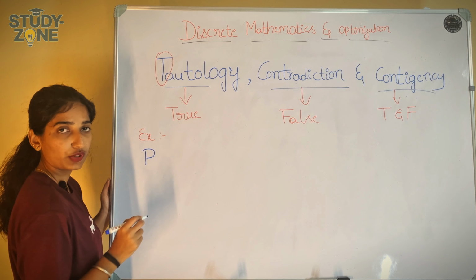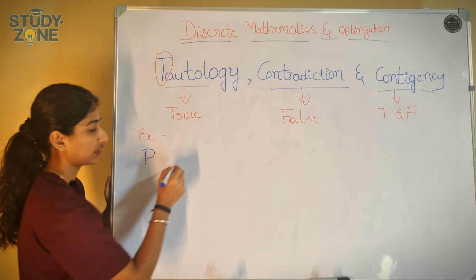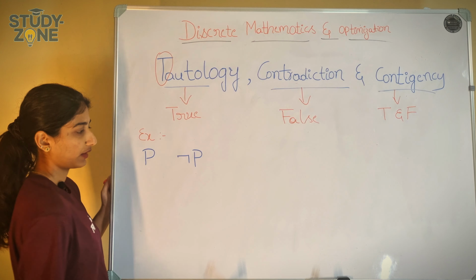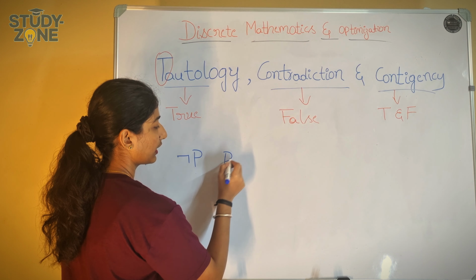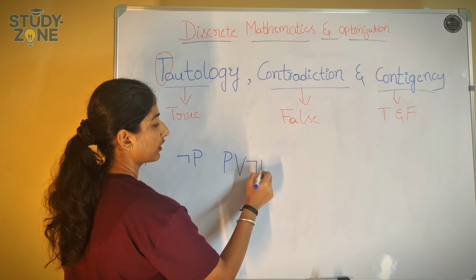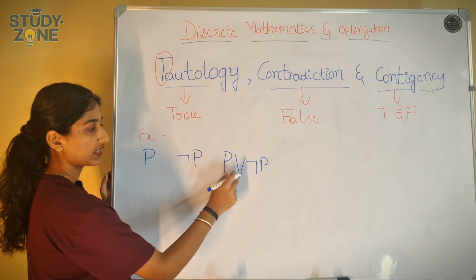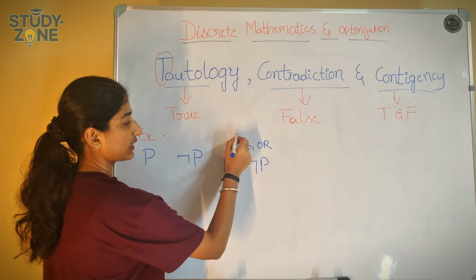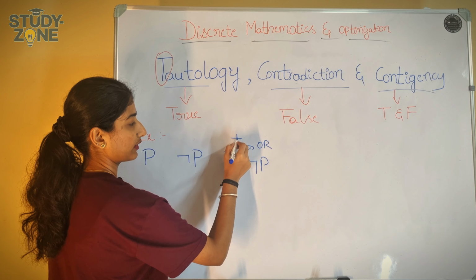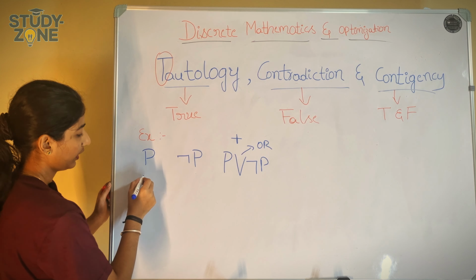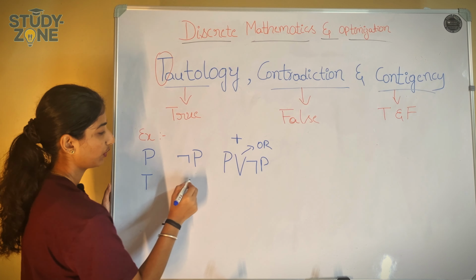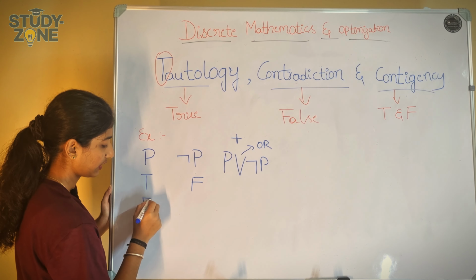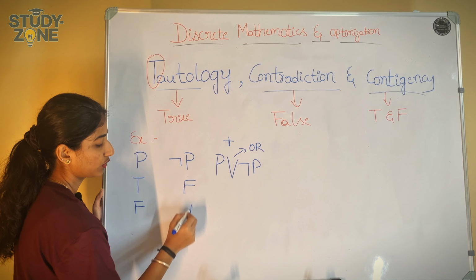And I think all of you remember what is negation of P, right? So here this is the symbol to denote negation of P. And then P, here what is this symbol? This is OR, right? OR means plus. Here true, negation of true is false. And then false, negation of false is true.